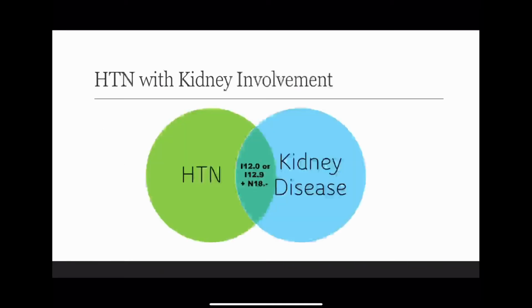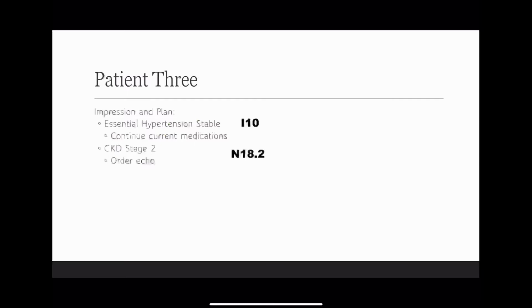But what if the patient had hypertension with kidney disease or kidney involvement? We're specifically talking about chronic kidney disease. If the patient had hypertension with kidney disease, we would be instructed to code either I12.0 or I12.9, depending on the type of kidney disease, and we'll see that when we code an example. So there are two options, I12.0 or I12.9, and you would have a secondary code to describe the stage of the chronic kidney disease. So let's do an example. Patient 3 has essential hypertension, which we would normally code as I10, but they also have chronic kidney disease stage 2, which we would normally code as N18.2. So let's grab our code books and start coding this.